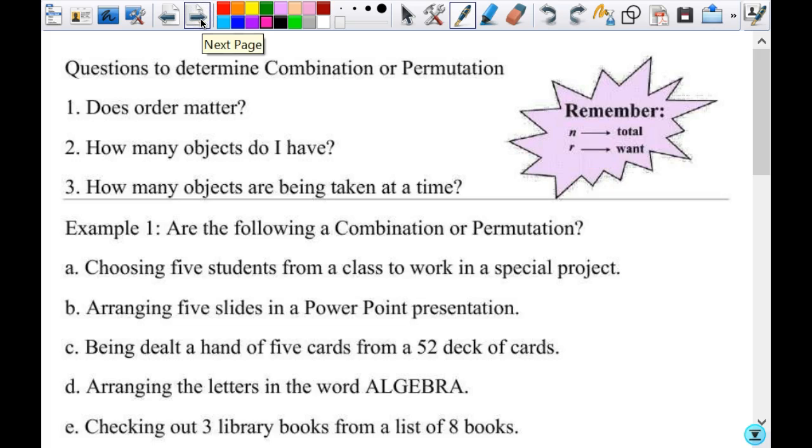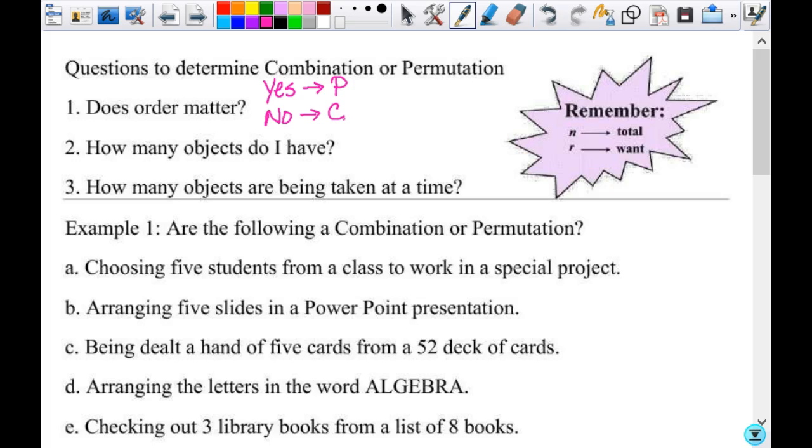It says, questions to determine combination or permutation, because that's the first thing you have to decide: what is it, and then what am I going to do with it. Remember that N is the total number of things, R is how many you want. So when I'm making a seating chart, there are 24 of you, but I'm going to take you 4 at a time to put you in little groups. Make sense? So first of all, does order matter is the first thing that you ask yourself. If the answer to that is yes, is it a permutation or combination? Permutation. If it is no, that means it is a combination, right?